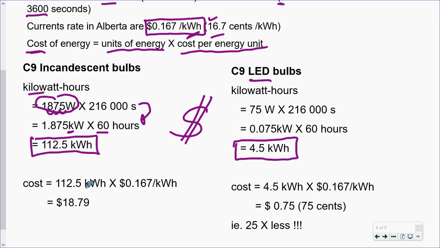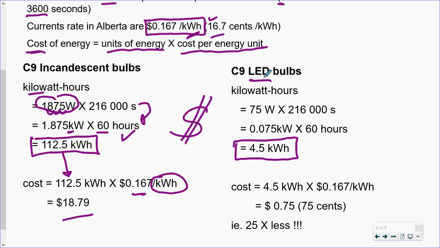So let's bring that home by taking this number here, multiplying it by the cost per kilowatt hour. And that gives us almost $19 to run the lights for the period of 60 hours. And again, you might think that's not a big number, but then again, running it over the holidays for 60 hours, most people would have their lights on for much, much longer than that.